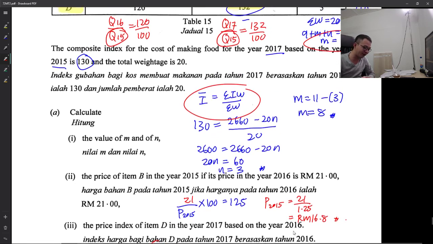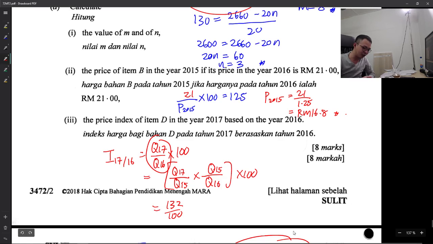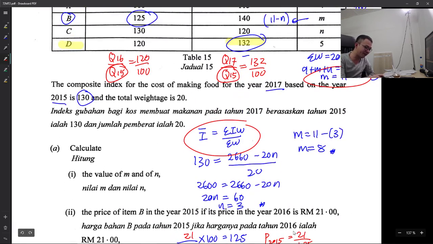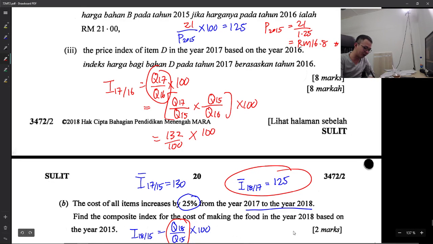Then you just do the substitution. Q17 over Q15 is 132 over 100. Q15 over Q16 is just the flip of 16 over 15, so times 100 over 120. Then you multiply 100. The 100 and 100 simplify, then you get 110 like just now. I hope you can understand.